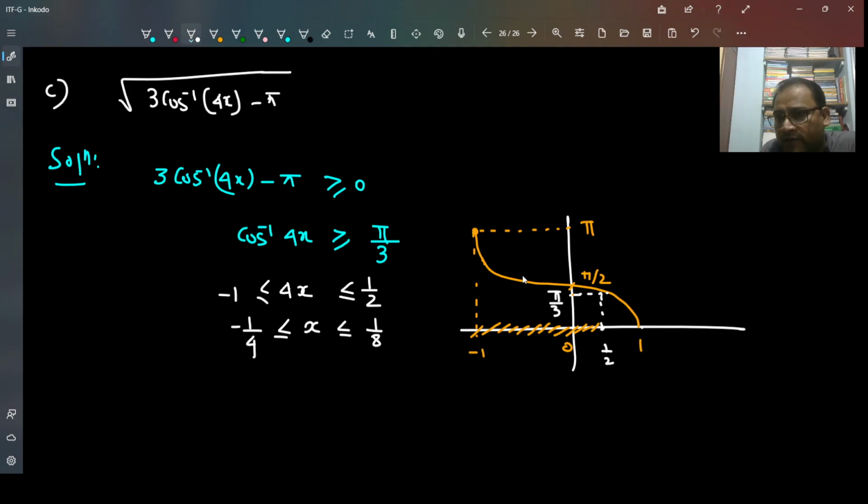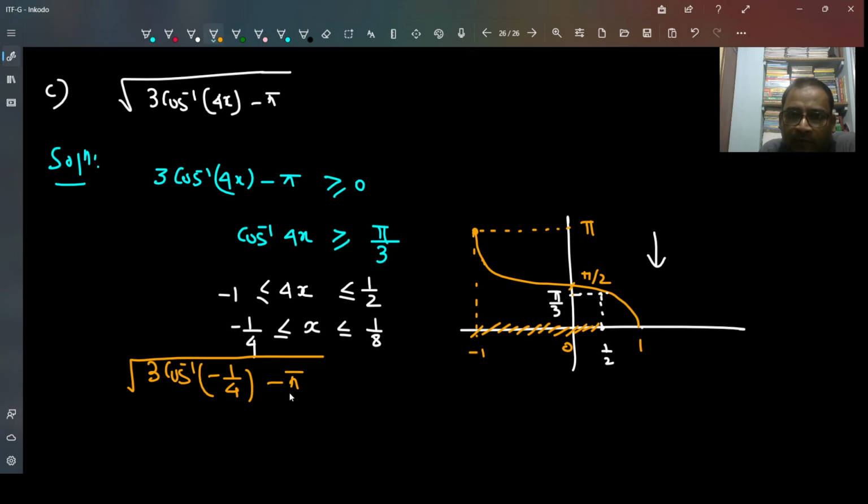We know that cos inverse x is a decreasing function, and we know the domain. Since it is decreasing, we will just put the values of minus 1 by 4 and 1 by 8 in the given function to find the range. When you give the minimum input, it gives you the maximum output. Put minus 1 by 4: the 4 cancels out, it is minus 1, and cos inverse of minus 1 means pi. So it will be 3 pi minus pi, under a square root. So it will be 2 pi, which is root over 2 pi.